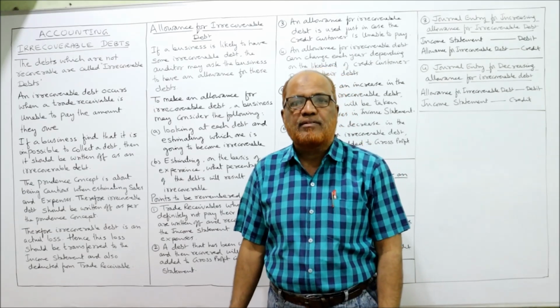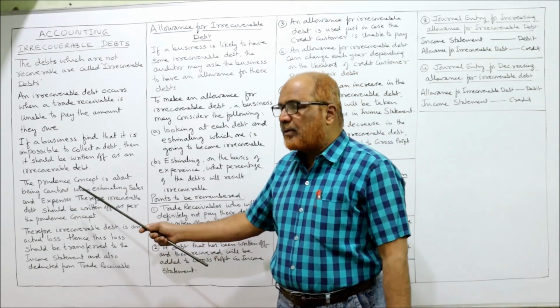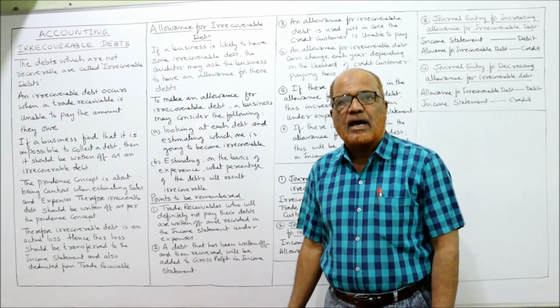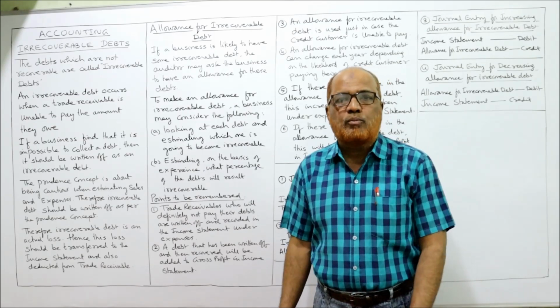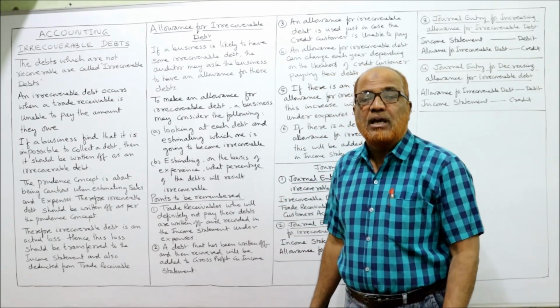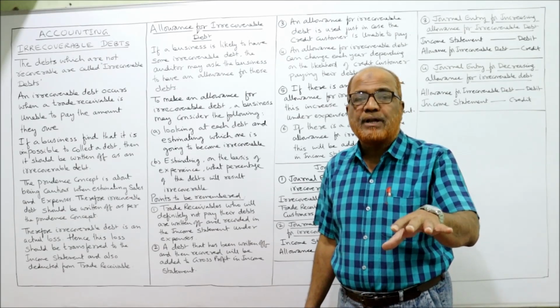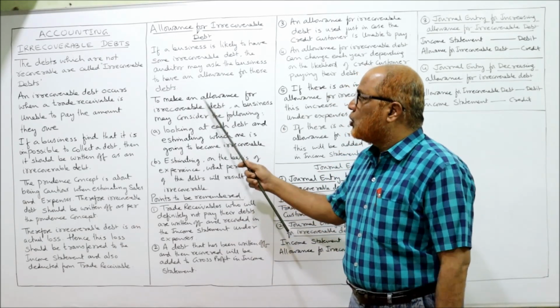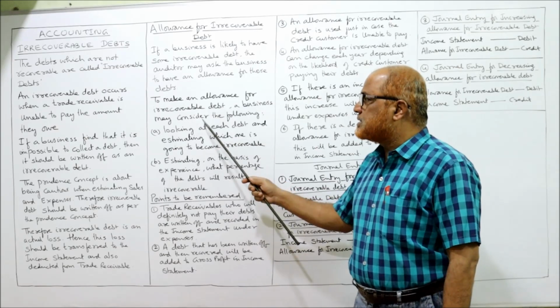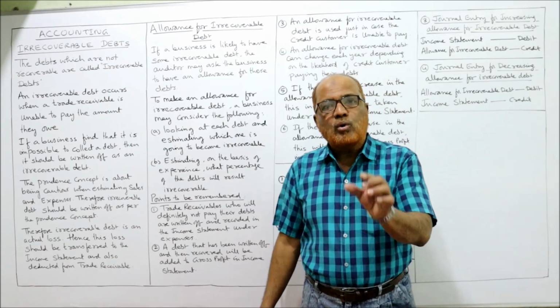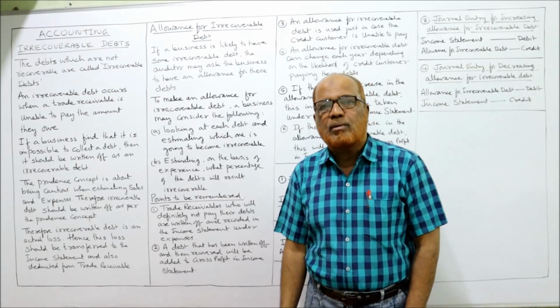That is called allowance. So apart from actual irrecoverable debt, allowance for irrecoverable debt should also be provided by the business, if the business thinks that we may not be able to recover the amount. To make an allowance for irrecoverable debt, a business may consider the following. So how to find out the allowance for irrecoverable debt?